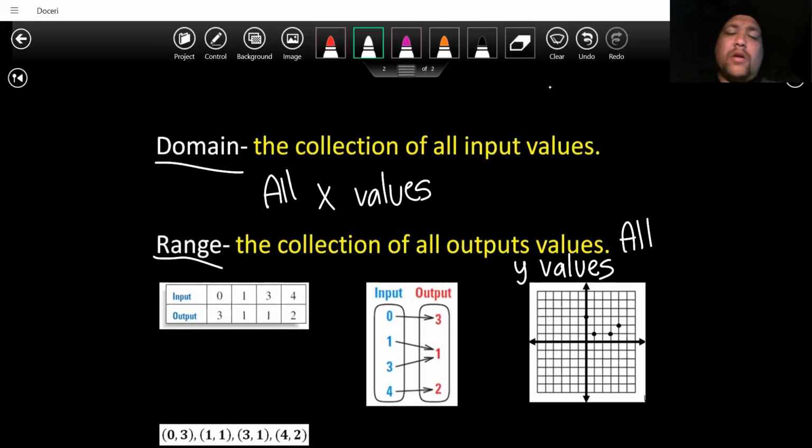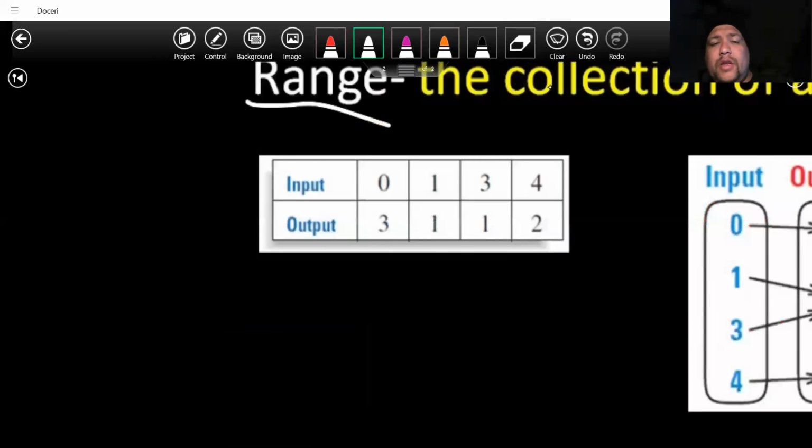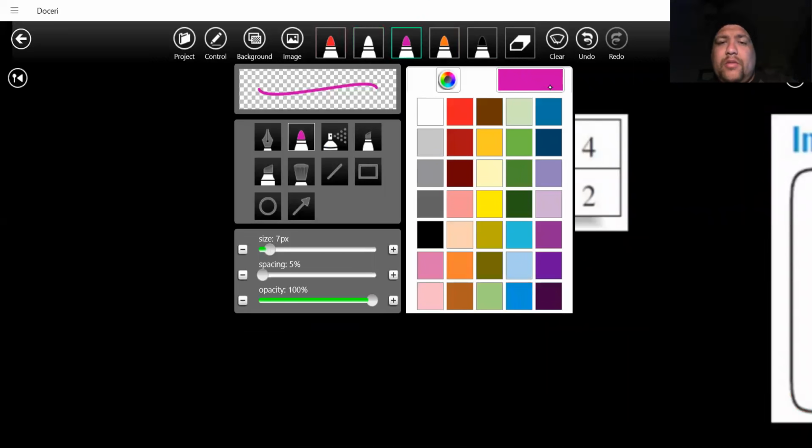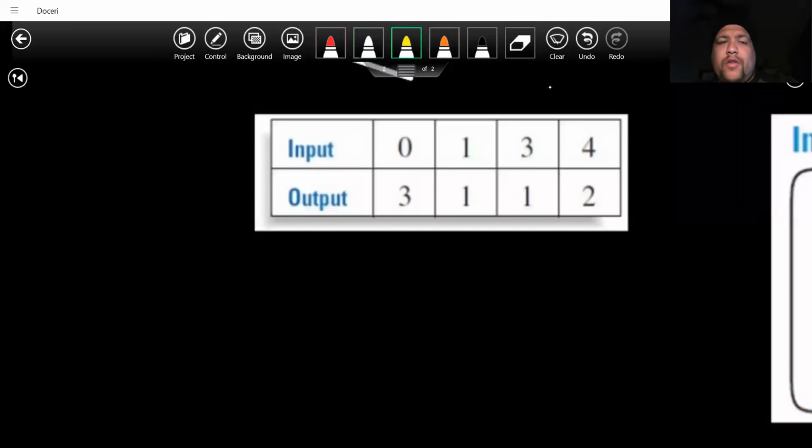Okay, and that's all it's asking you for. This is all we're doing today. I want you to be able to look at the different types of graphs and provide me the domain and range for all of them. If we're looking at our first one here, this is a table. The first thing we want to see here is our domain. The domain for these values is very straightforward.